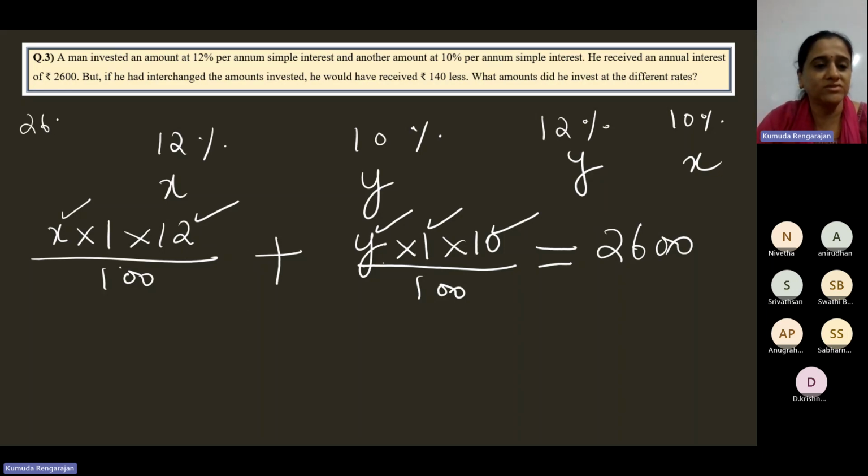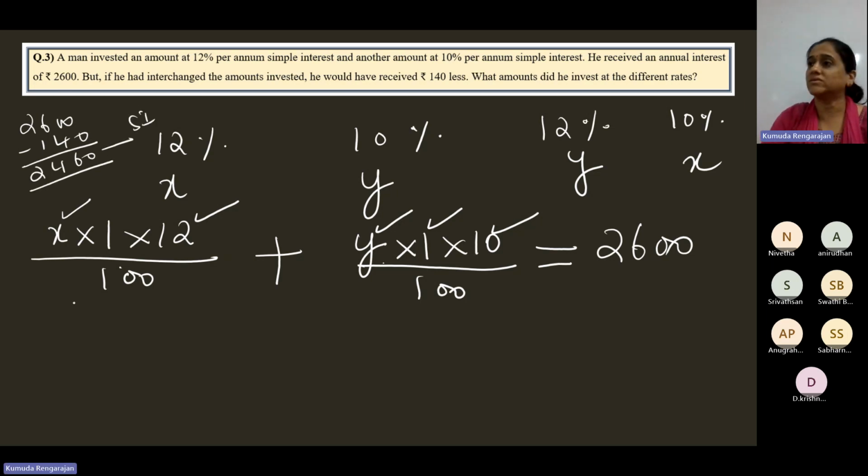So what is 2,600 minus 140? 2,460. He'll get this much as simple interest. He does not get 140 rupees only. He gets 140 rupees less than the earlier one. So in the first case, he got 2,600. If he interchanges the investment, he's getting 140 rupees less. That means he's getting 2,460 rupees as interest. So what's the principal?